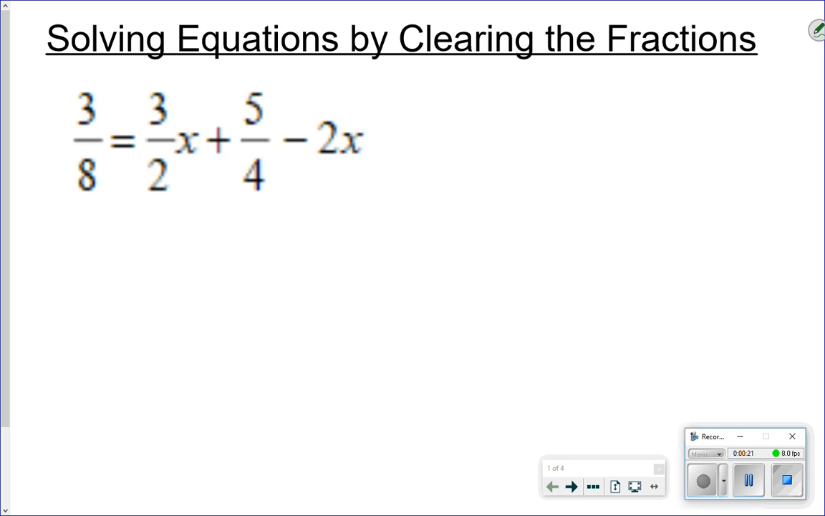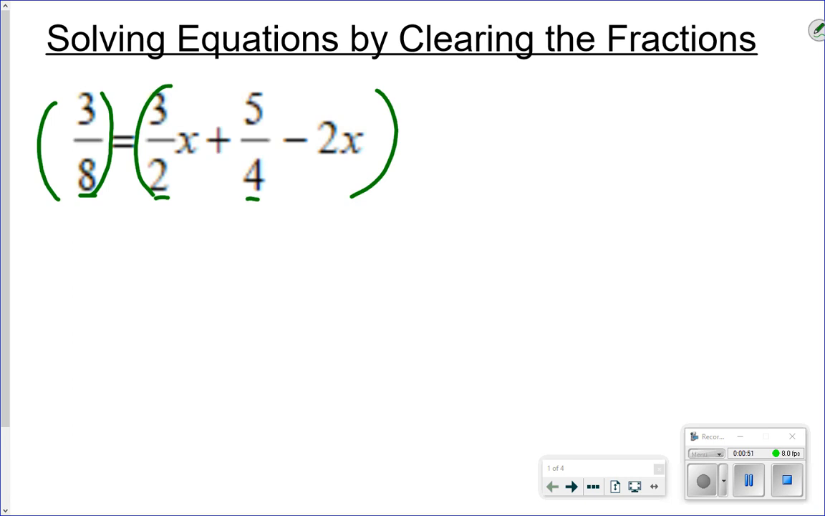We have this problem here where we need to solve for x. Rather than going through the normal process of combining like terms and then solving using all these fractions, we're going to clear the fractions. What you do to do that is you multiply both sides of the equation. That means this side and this side. And you have to multiply every single term on each side by the least common denominator. So look at your denominators, 8, 2, and 4.